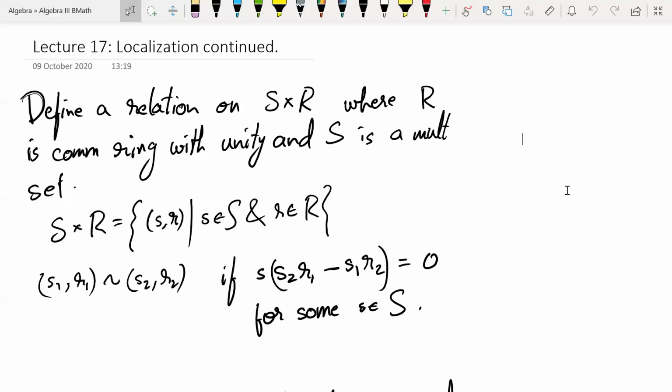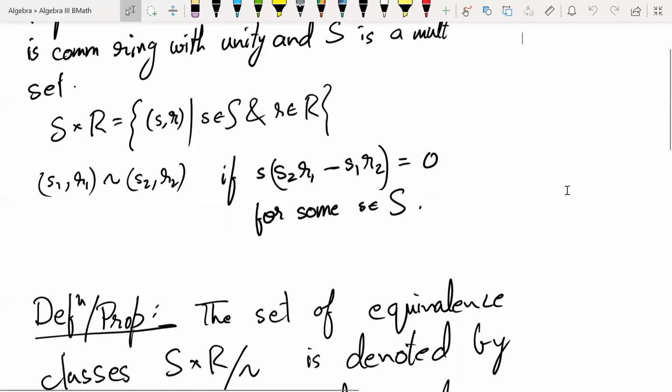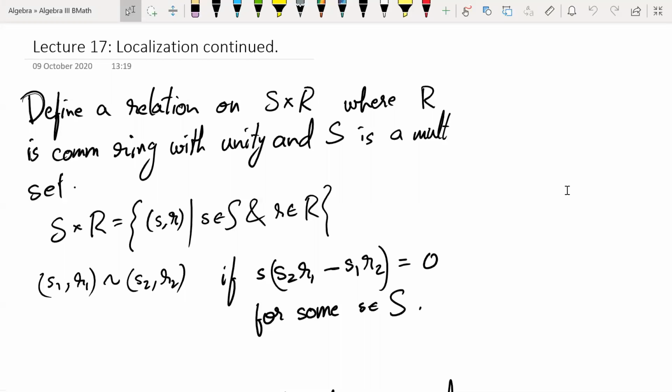Recall that a subset S is called a multiplicative subset of a ring R, where R will always be assumed to be a commutative ring with unity, if 1 belongs to S and if S is closed under multiplication. That means if x and y belong to S, then x times y belongs to S. And we saw various examples of multiplicative subsets in R. We'll recall them today when we are doing some examples.